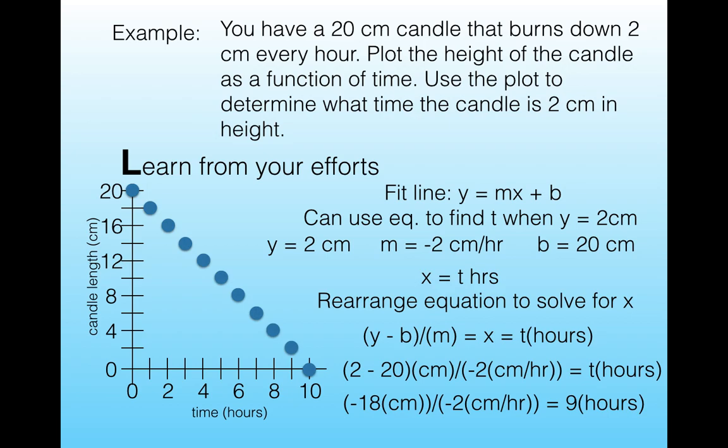We can rearrange the equation y equals mx plus b to solve for x, which is equivalent to t in hours. So we get y minus b all divided by m will equal x. We can plug in y, b, and m to find that we get 9 hours, the same as we did before. By solving this question in a different way, we can check our answer, but in addition, we can double check that we understand the physics behind this process.